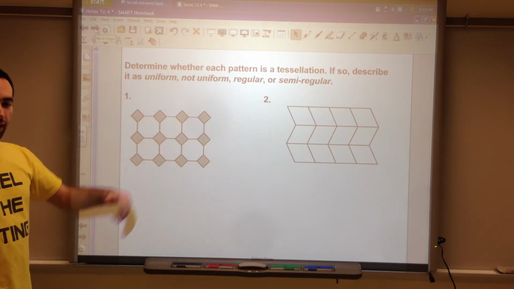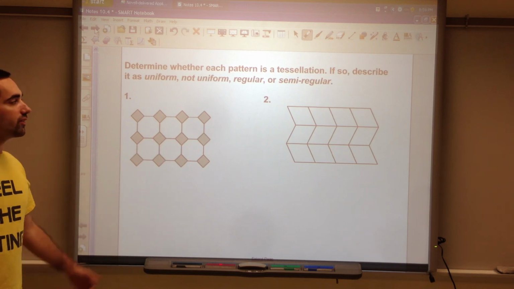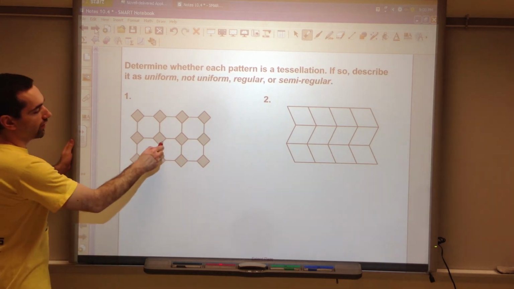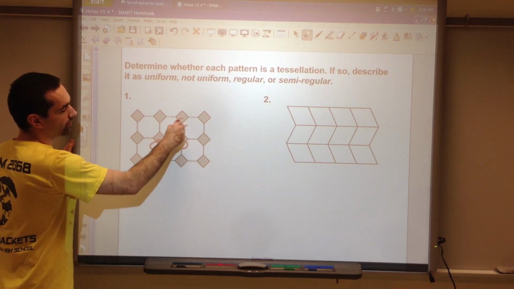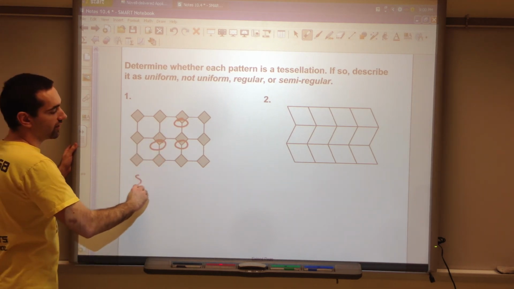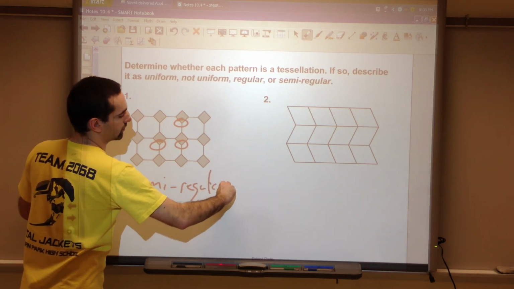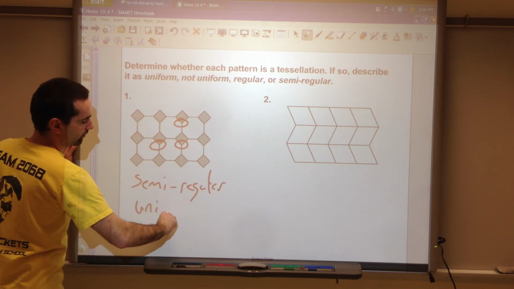Alright, we're going to look at these. Do they tessellate? Both of them tessellate. We're going to describe it. Each vertex is the same. We have a square and octagon. This is semi-regular. And it's uniform.